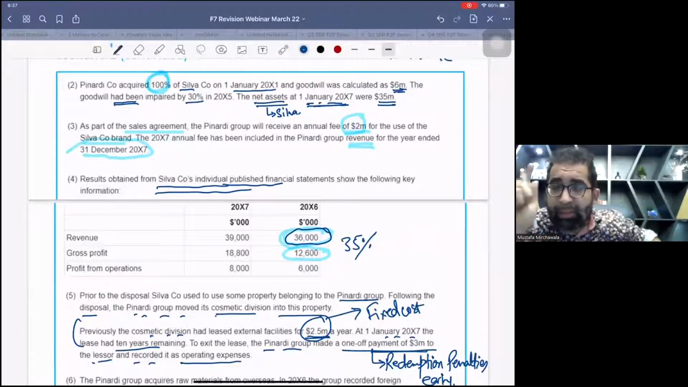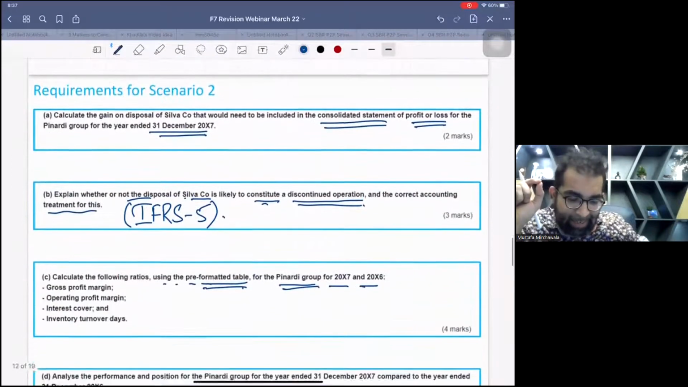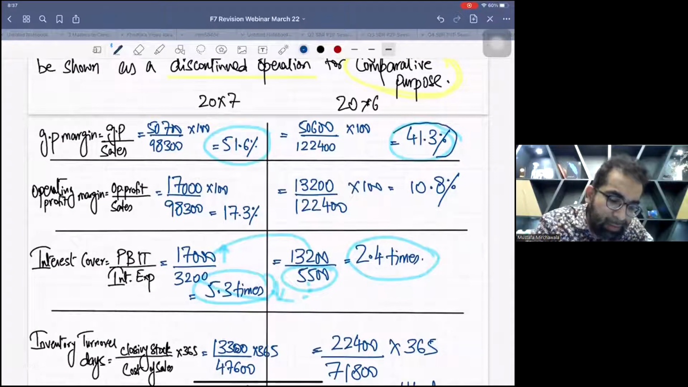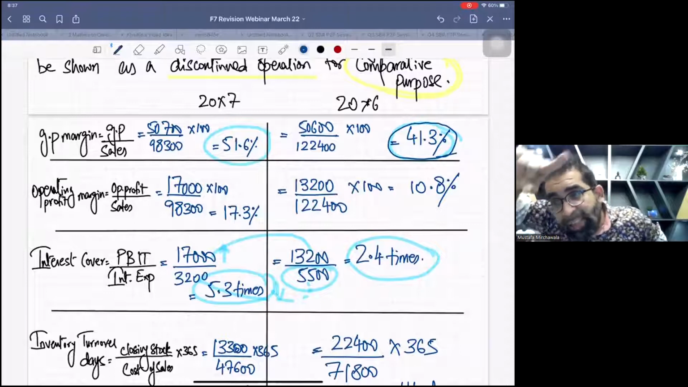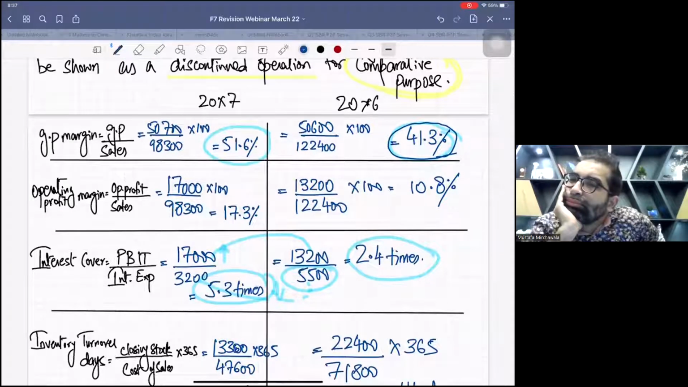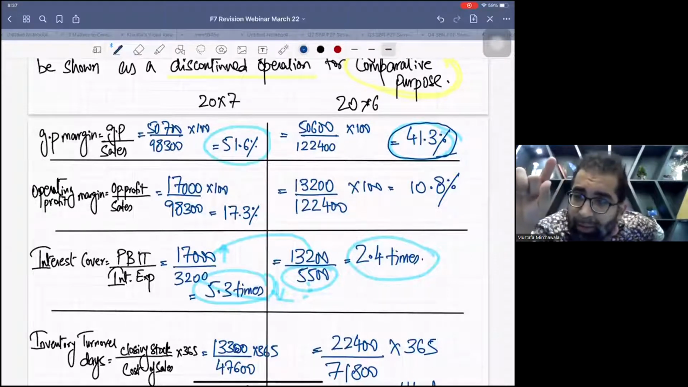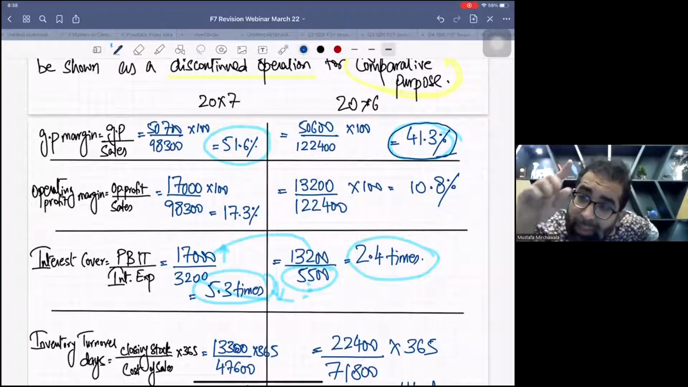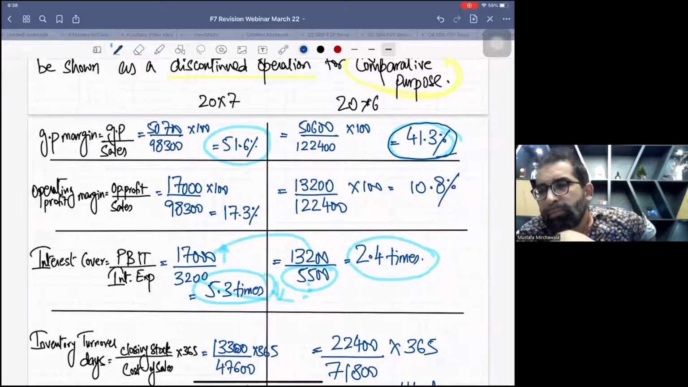See, the separate GP margin of Silva is 35%. I pray that you understand maths. Open your eyes. And the GP margin combined with the other members is 41.3%. That means the other members were more powerful, more strong, and Silva was weak, poor. Silva was not good.